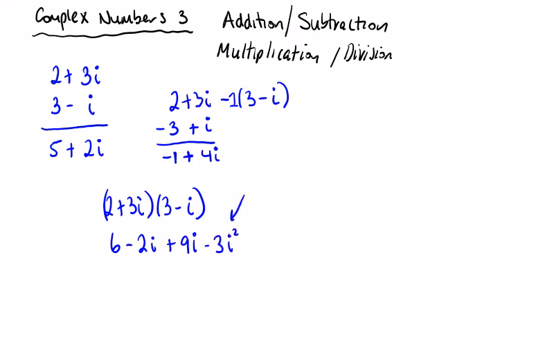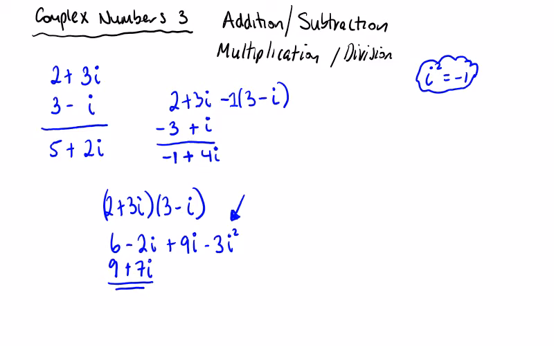And if you've looked at video 1, you'll know that this i squared is equal to minus 1. So minus 3i squared becomes plus 3. So we get 6 plus 3, which is 9. And we get 9i minus 2i, which is plus 7i. This is your answer. So what about division of complex numbers?